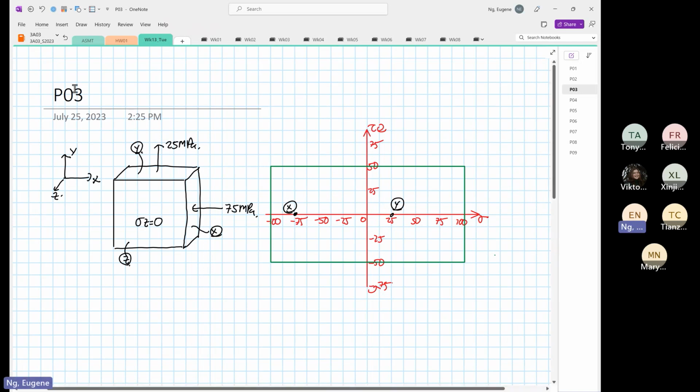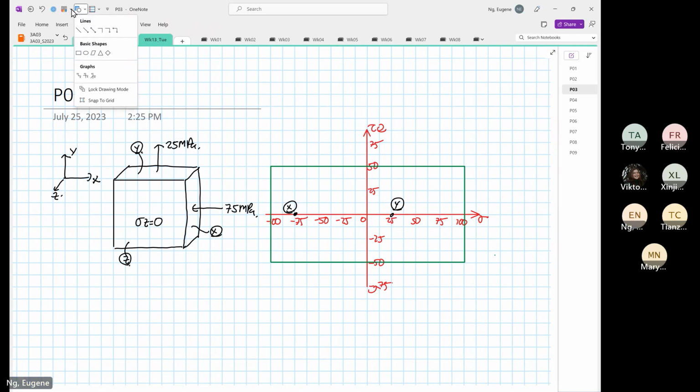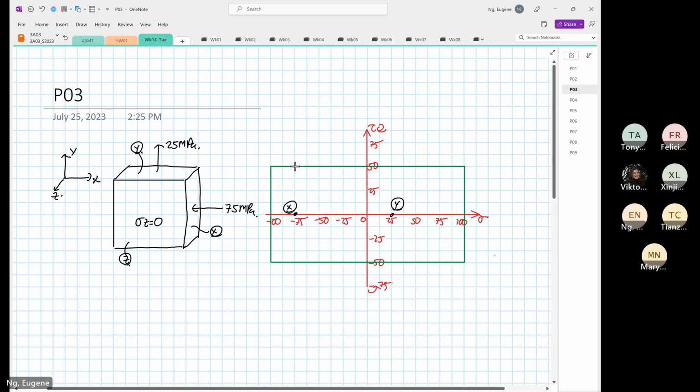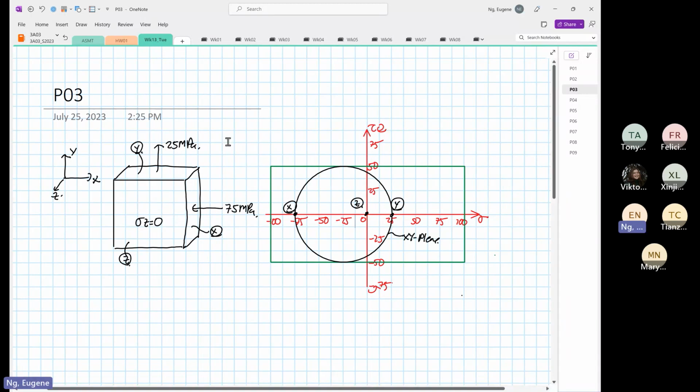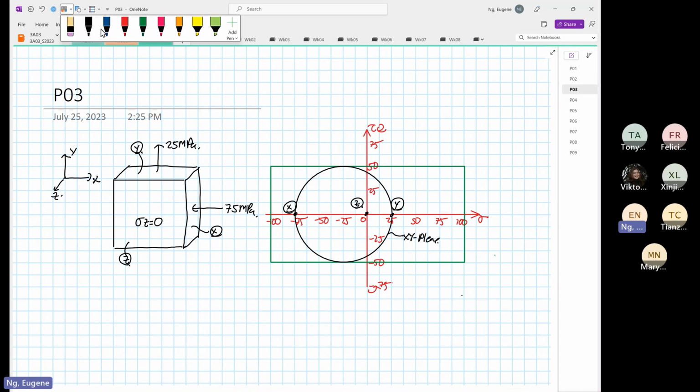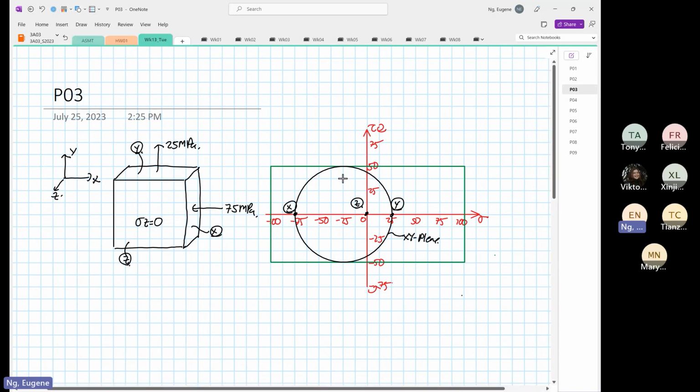So now we can draw the circle. We realize that the material will not fail, right? And then, so we know that this is our XY plane. And then over here, this is your point Z, right? And then you have to ensure. Now, the other two circles, you still have to draw them to show that they are inside the box.